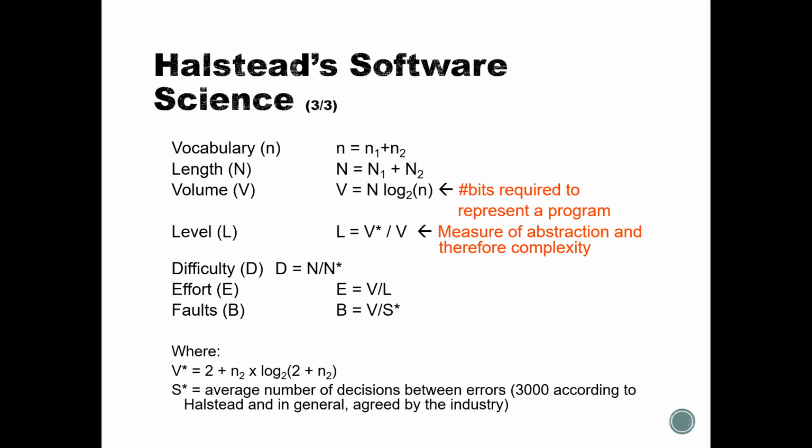Here, for calculating the whole vocabulary that your program has, you perform n1 plus n2. To get the length of the whole software or program, you combine capital N1 and capital N2. Similarly, you can compute volume, level, difficulty, effort, and faults. These are the different formulas that Halstead proposed, and you can go through them on your own and check how they are used in the software development context.